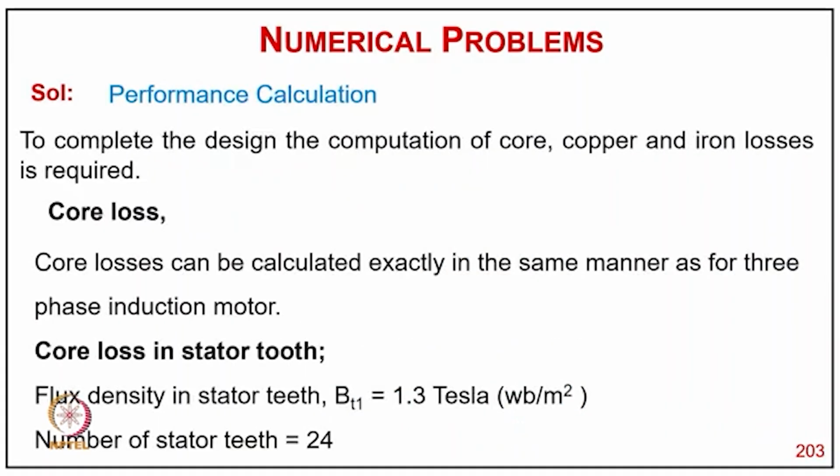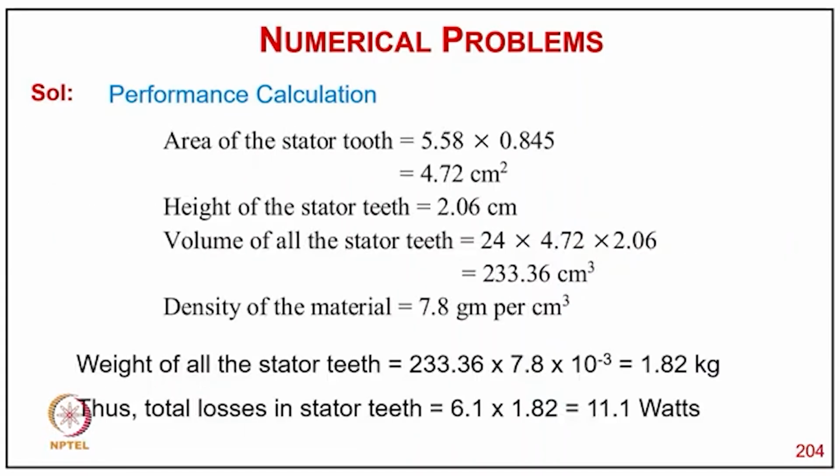Now coming to performance calculation, to complete the design computation, core copper and iron loss is required. So core losses can be calculated exactly in the same manner as for a 3-phase induction motor. So the core loss in stator teeth: the flux density in stator teeth, BT, is 1.3 Tesla, which is calculated, and the number of stator teeth is 24. So the area of the stator teeth is calculated from the dimensions, and it comes to 4.72 centimeter square, and the height of the stator tooth is 2.06 centimeter.